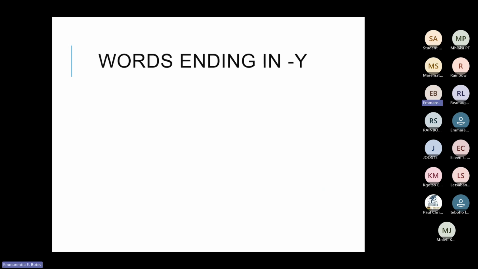We look at the next one, words ending in Y. Change Y to IES or add S to form the plural. Let's look at an example. Baby, we will change the Y to IES and then it becomes babies. But for the word play, we will just add an S.